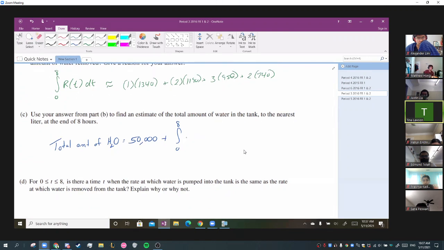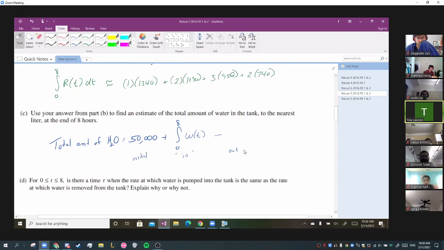Okay, W of T, that was water coming in. So we're adding up all the in. This is the initial, so to speak. Okay, we're adding up all the in and we're subtracting all the out. Well, the out, they said to use our approximation from B. I already forgot what that answer was.